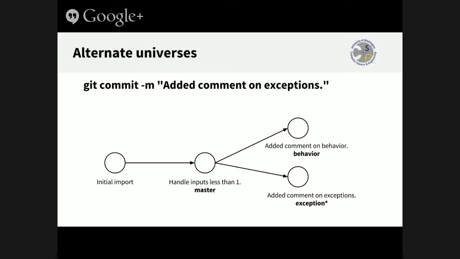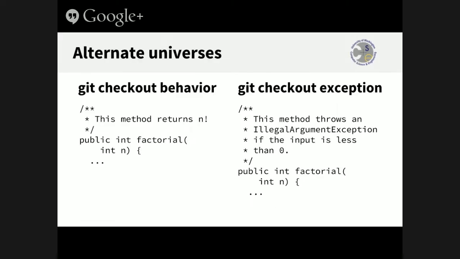So this is a way in which you can explore possibilities, because if you want to try something, you can create a branch and then try out the change. Okay. So now let's say in these two branches, you're basically just adding a different Javadoc comment to this method.